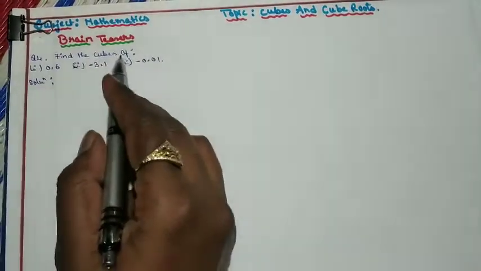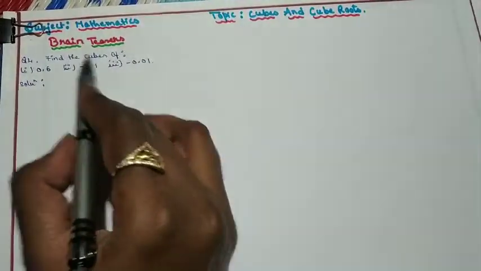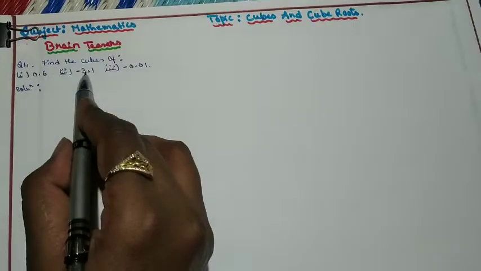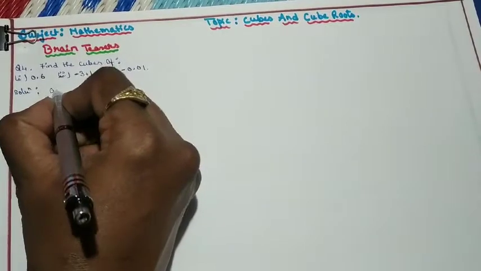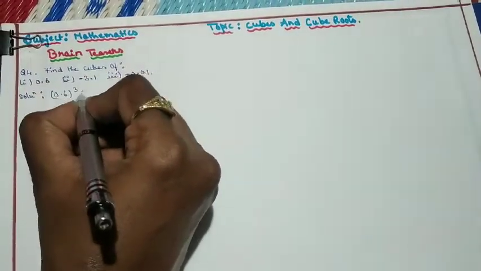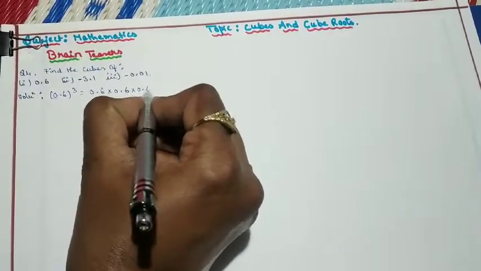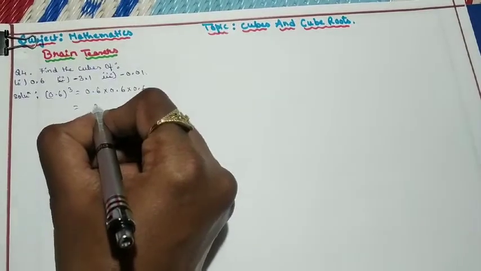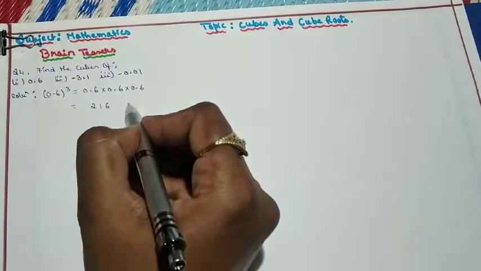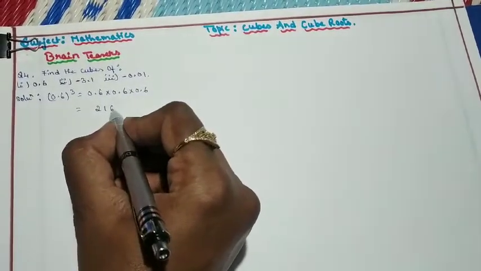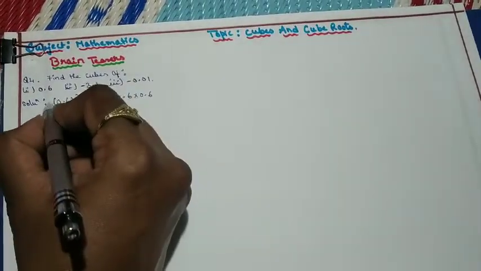Question 4, find the cubes of. So we need to find their cubes, not cube roots. We need to find the cubes of 0.6, minus 3.1 and minus 0.01. So 0.6 cube is nothing but 0.6 into 0.6 into 0.6. We know that 6 cube is nothing but 216. And after the decimal we have 3 decimals, so from the right side 1, 2, 3 points. So the answer is 0.216.